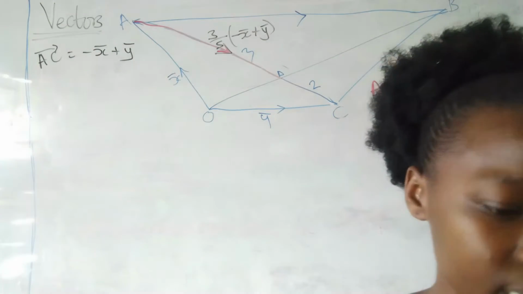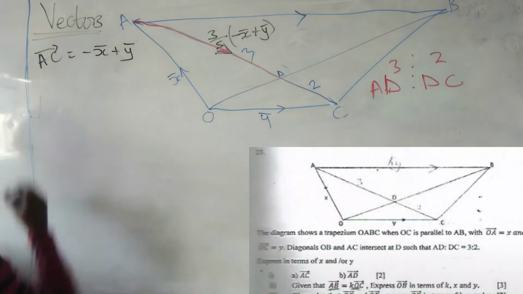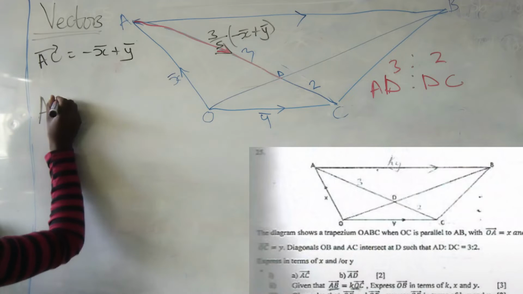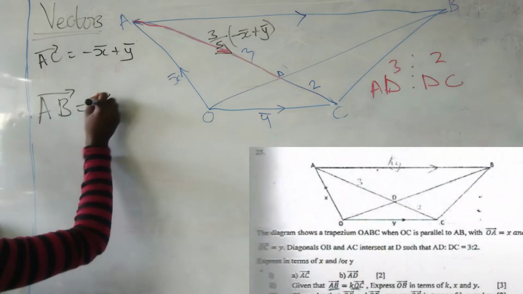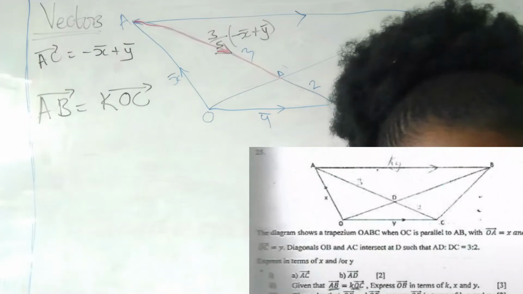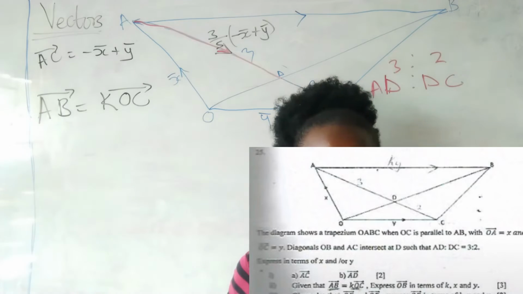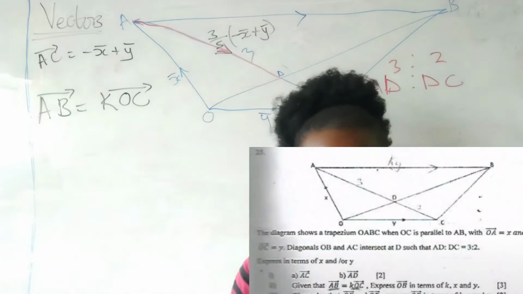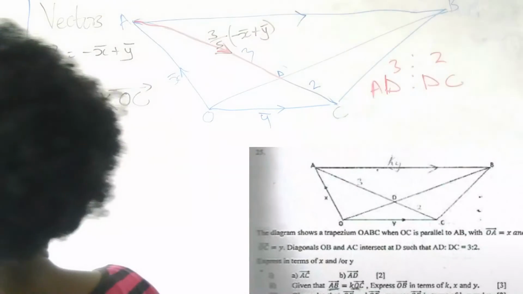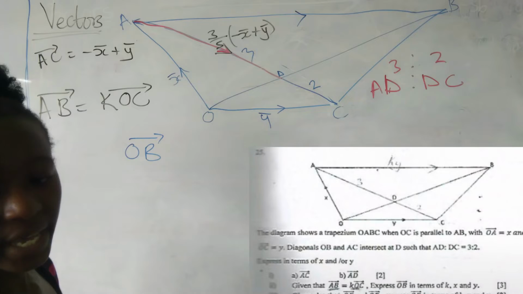Item 2 reads, given that AB is equal to KOC, express OB in terms of K, X, and Y. Okay, we are required to express OB in terms of k, x, and y.